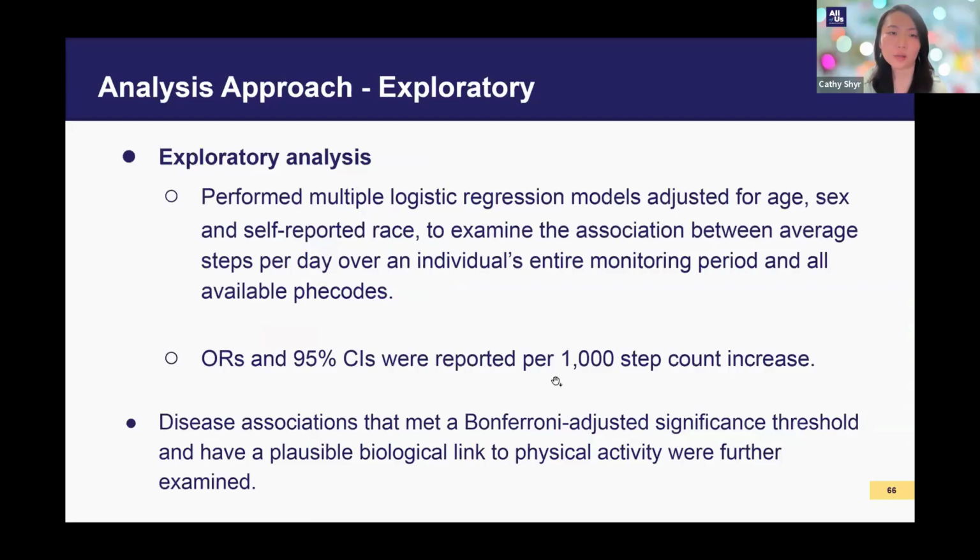For their exploratory analysis, the authors first performed multiple logistic regression models, adjusting for age, sex, and self-reported race, to examine the association between average steps per day over an individual's entire monitoring period and all of the available phe codes. They calculated the odds ratios and 95% confidence intervals, reported per one step count increase. Disease associations that met the multiple testing adjustment, the Bonferroni significance threshold, and have a plausible biological link to physical activity were then further examined in downstream analysis.